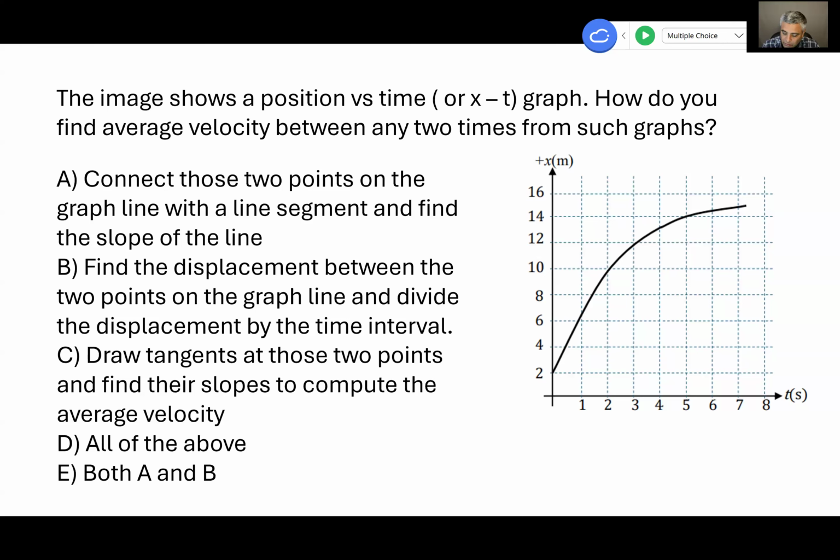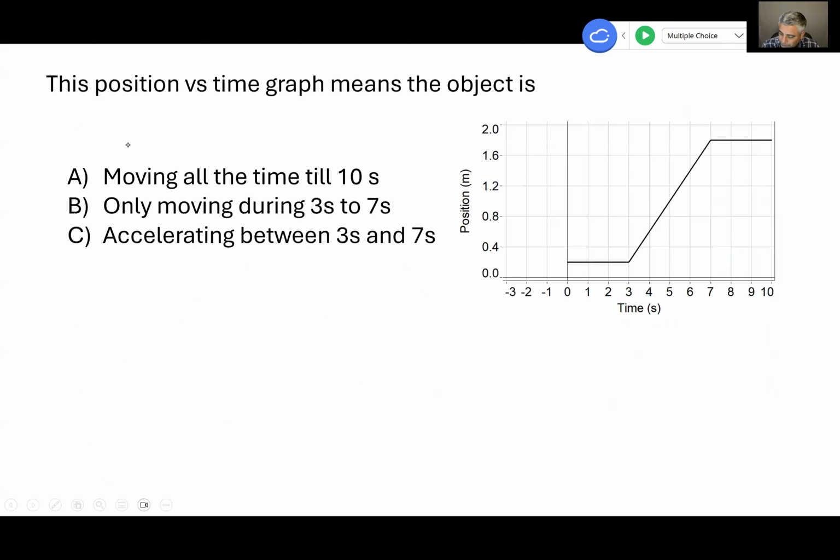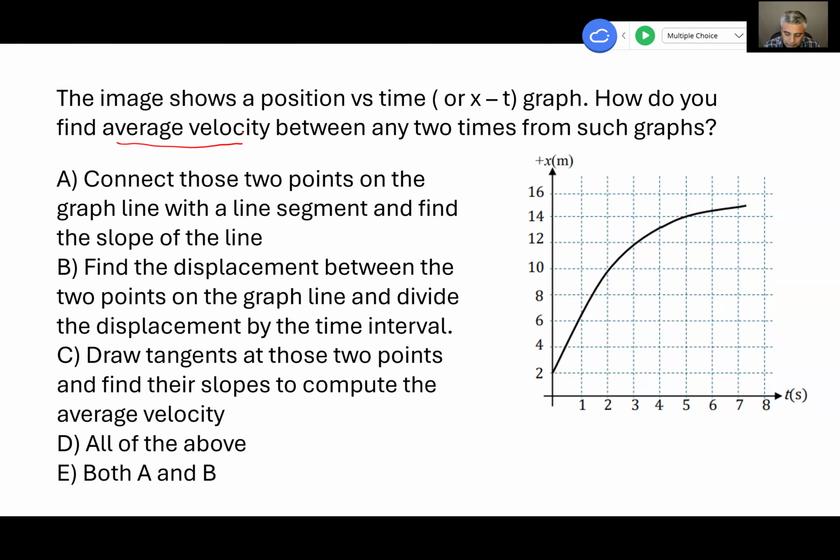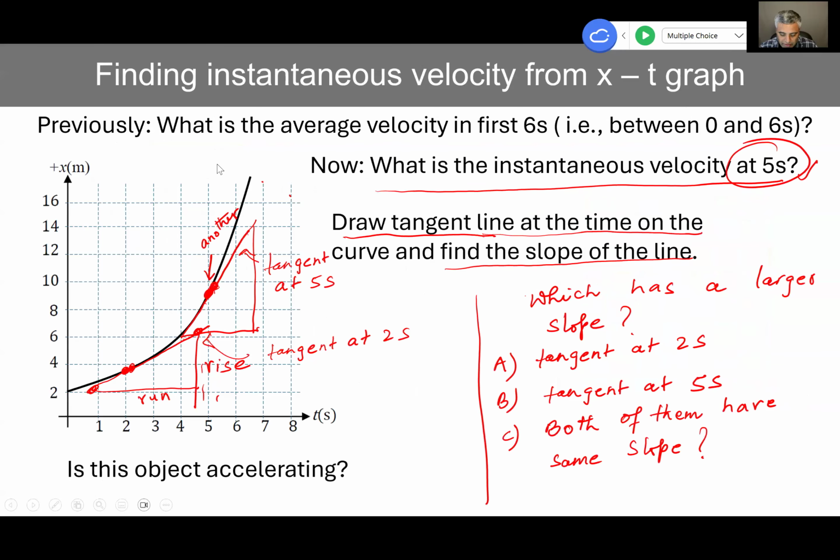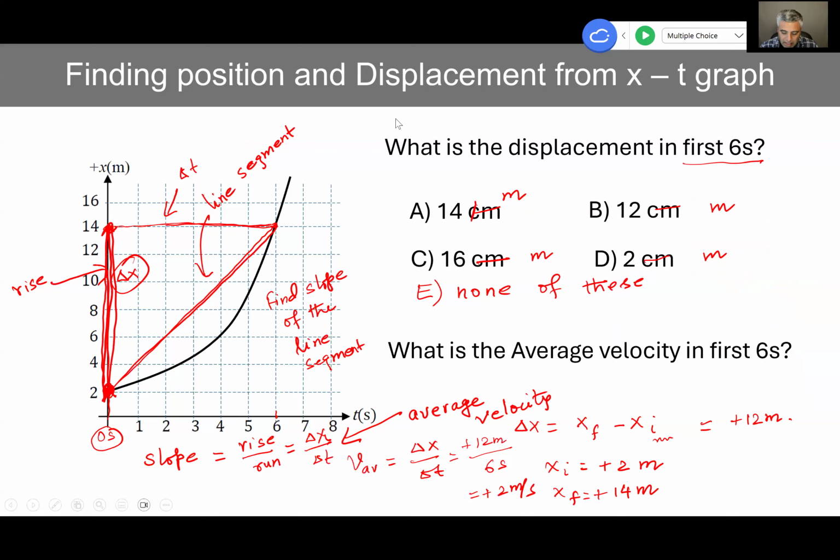So we are talking about average velocity, right? What did we learn about average velocity? This was instantaneous, where you draw the tangent lines. Average was this one: connect those 2 points, drawing a line segment, and divide that by the time interval. See how quickly you guys forgot? That's not good, is it?